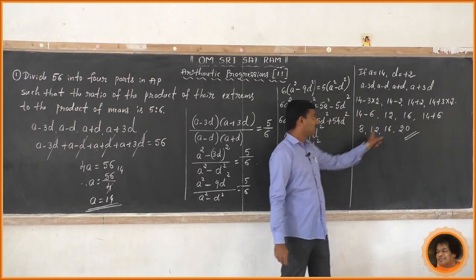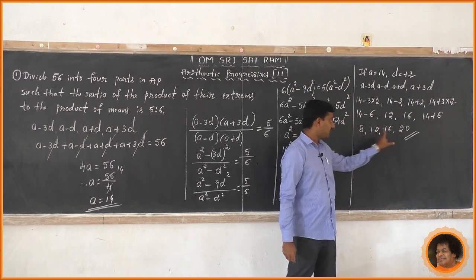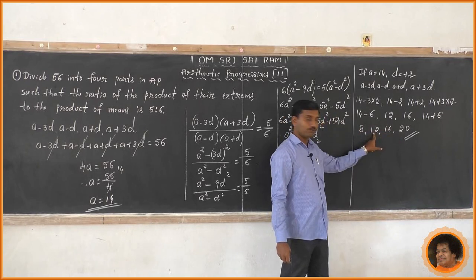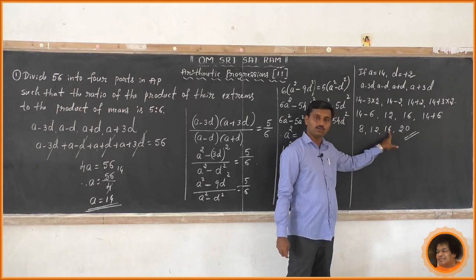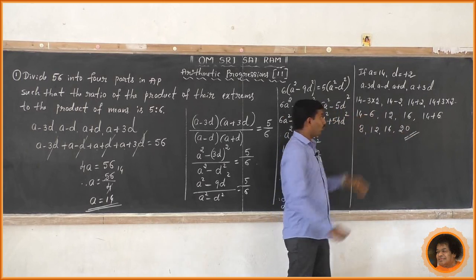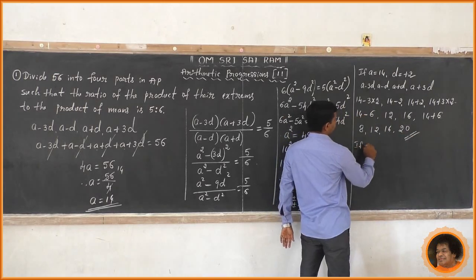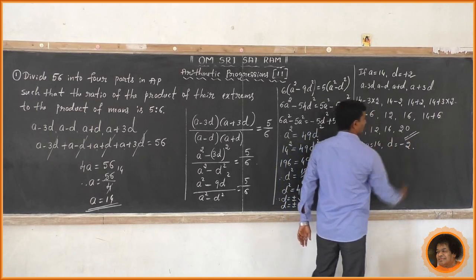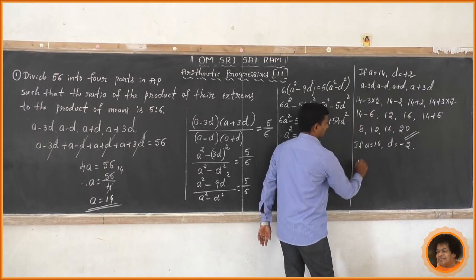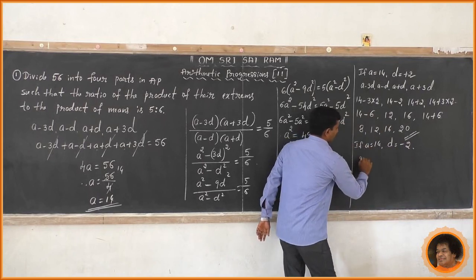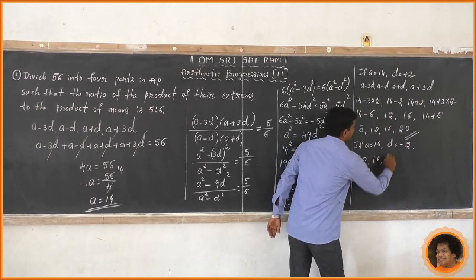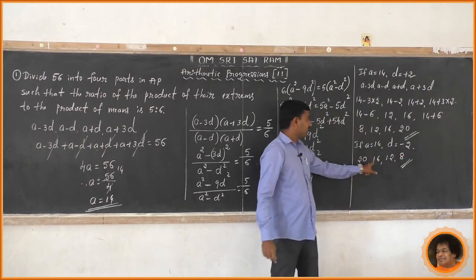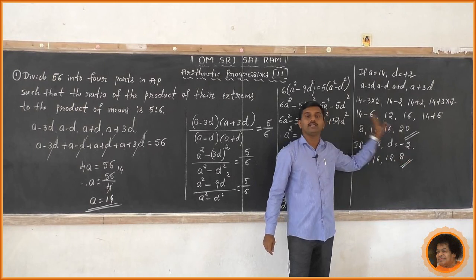Now check whether the terms are in AP or not. Yeah, which are in AP. Why? Because 12 minus 8, 4. 16 minus 12, 4. 20 minus 16, 4. Which are in AP. One more possibility. If a equal to 14 and d equal to minus 2. Now write the terms. So the terms are 20, 16, 12, 8. So here also 20, 16, 12, 8 which are in AP.